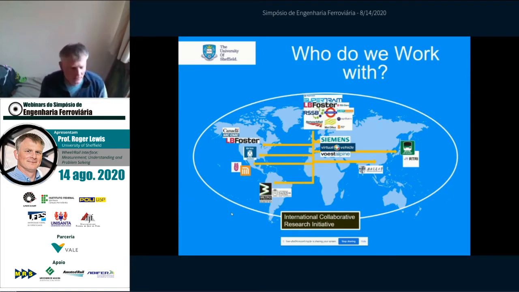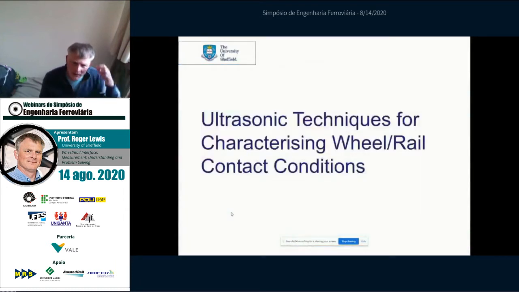As I mentioned in the overview, now I'm going to talk through some case studies of some of the work we've been developing over a number of years, some of it. So I'm going to start with the ultrasonic techniques for characterizing wheel-rail contact conditions. And this certainly is some work we've been developing at Sheffield over probably a period of about 20 years.